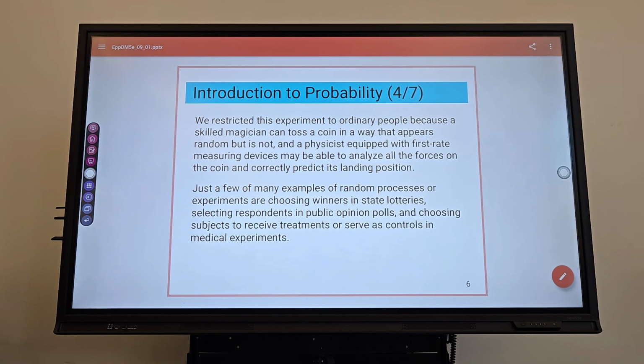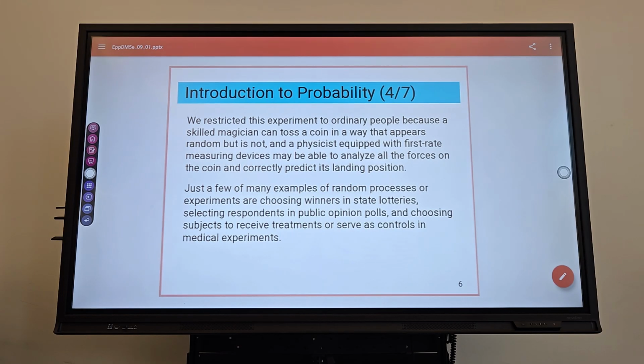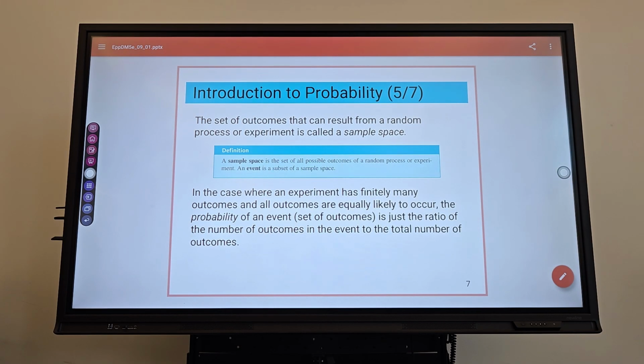Just a few of many examples of random processes or experiments are choosing winners in state lotteries, selecting respondents in public opinion polls, and choosing subjects to receive treatments or serve as controls in medical experiments. The set of outcomes that can result from a random process or experiment is called a sample space. A sample space is the set of all possible outcomes of a random process or experiment. An event is a subset of a sample space.